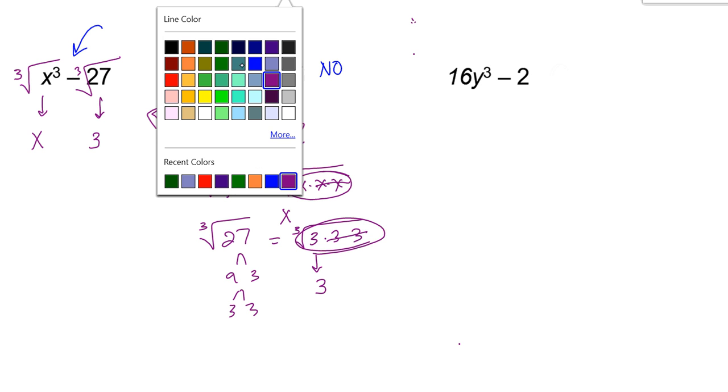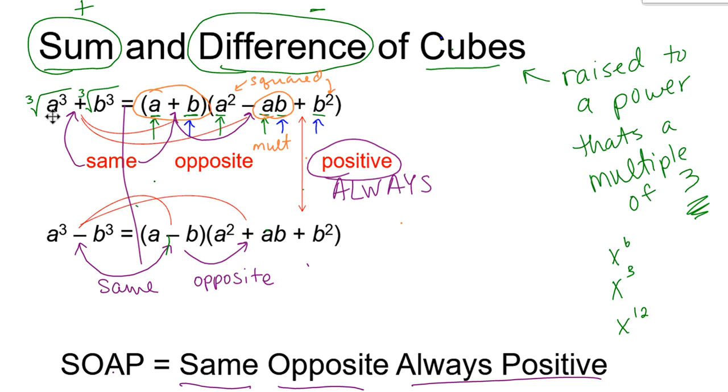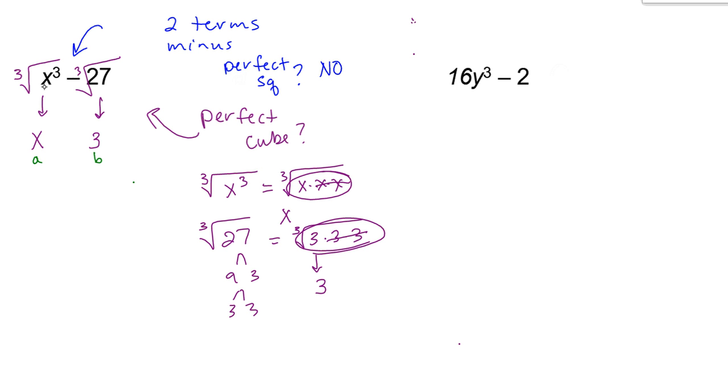So as far as our formula is concerned, this is your A and this is your B because of those cubed roots. Again, the formula says A cubed plus B cubed. We figured out we had a something cubed minus something cubed, so this is A and this is B. All that means is you're going to plug it into your formula. Okay, I'm going to write the A and B formulas, and then I'm going to replace all the A's with X and the B's with 3.